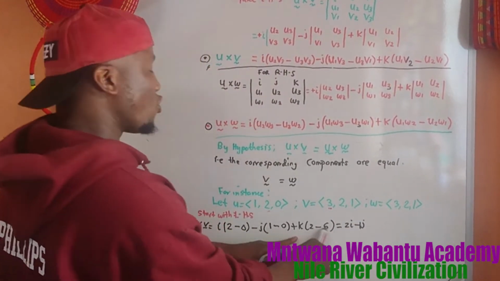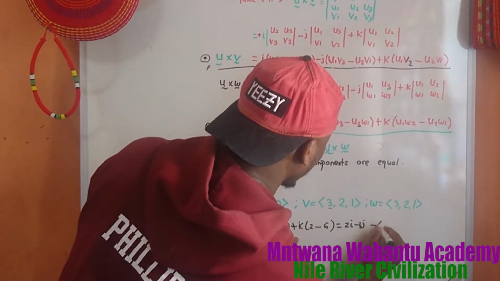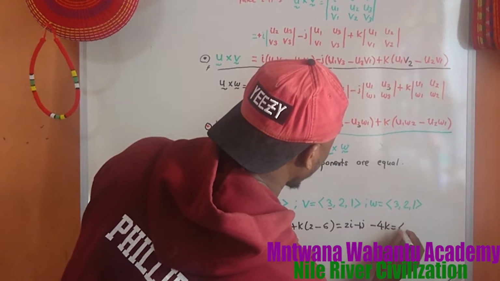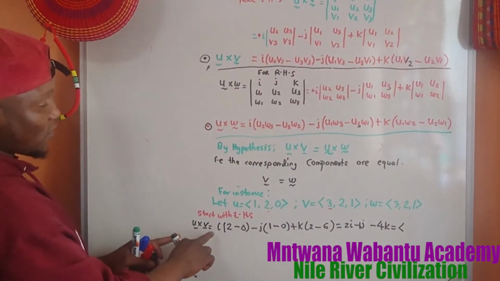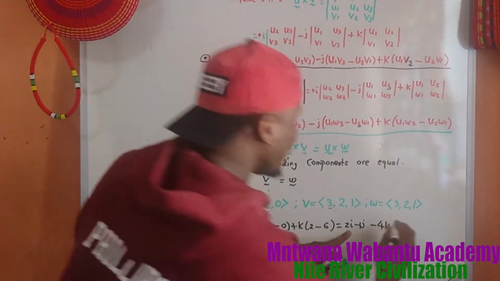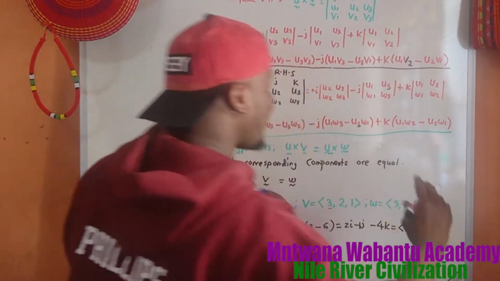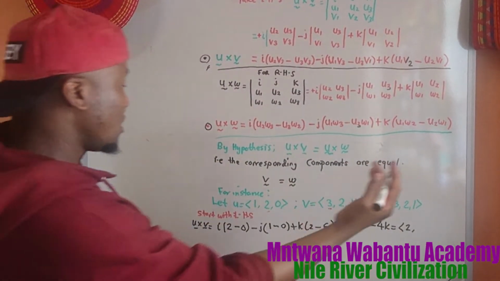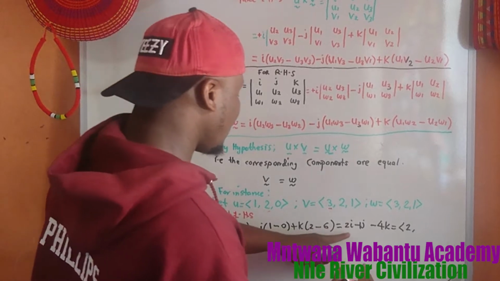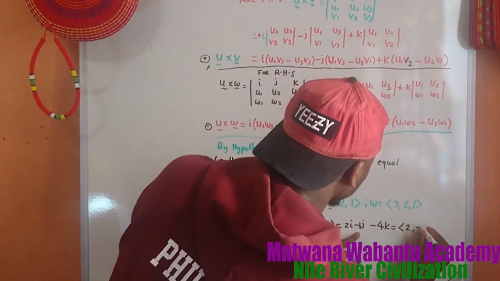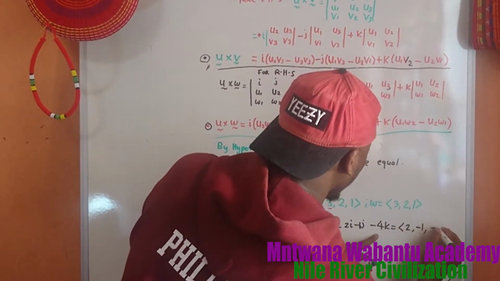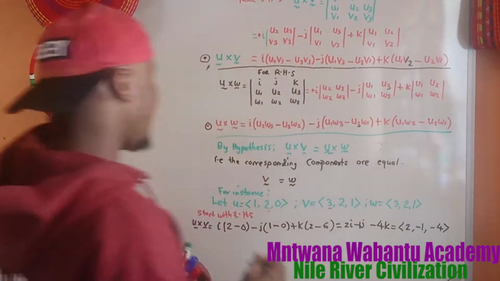Now we go for the last one. 2 minus 6 equal to negative 4, by this k. So this time we say for the first one, we're going to take U cross V equal to 2. If we want to write it as a vector, in coordinates, we say 2, negative 1, and then negative 4. Okay, so what we got.